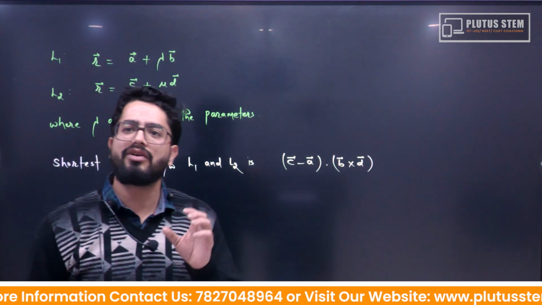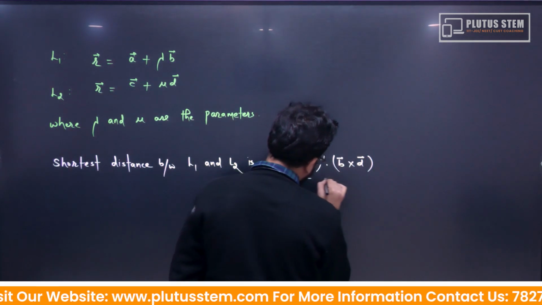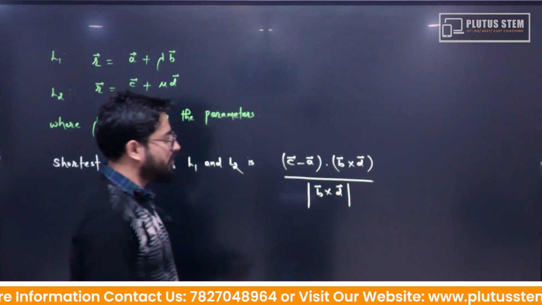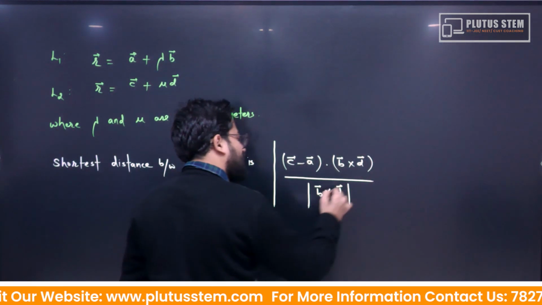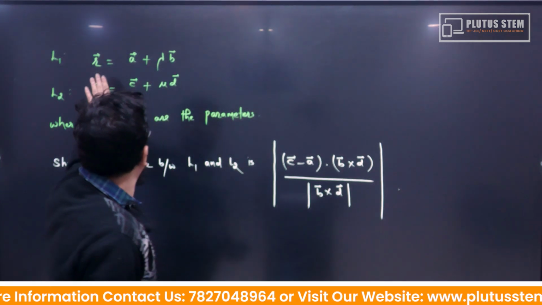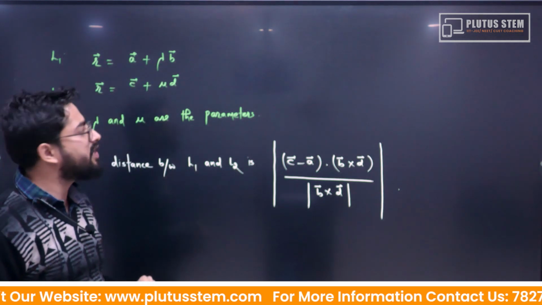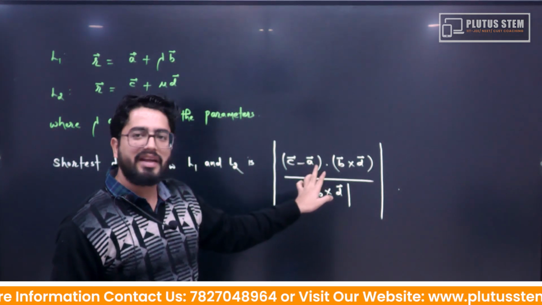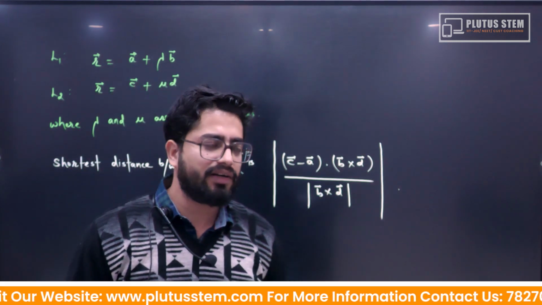C vector minus A vector dot B cross D vector, divided by the mod of B cross D vector. Since this is a distance, it is a positive quantity, so I am taking the modulus of the whole thing. So whenever you have lines L1 and L2, R vector is A plus lambda B and R vector is C plus mu D, where lambda and mu are the parameters, the shortest distance between these two lines will be C vector minus A vector dot B cross D divided by mod of B cross D vector.